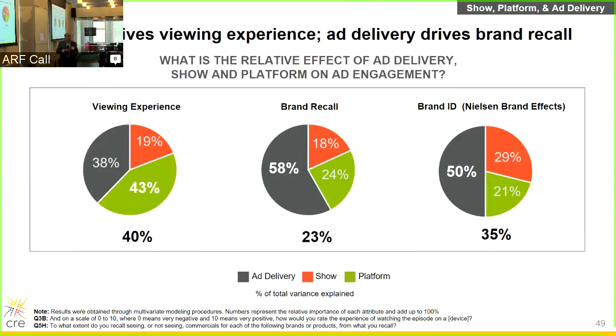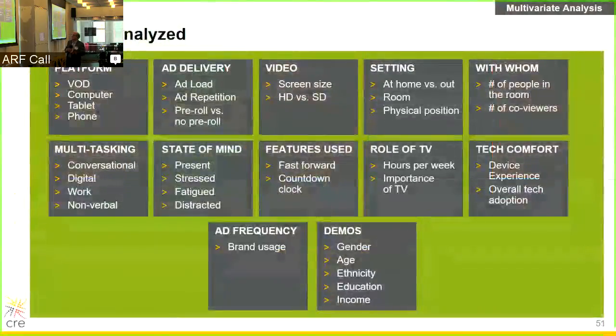That's not the case in brand recall. We also use Nielsen's brand effects as another dependent measure of advertising recall. Now, it is the case that for brand recall, whether measured by Nielsen or our own brand recall measurement, the ad delivery does explain most of that variation. Those are the number of iterations, the ad load, et cetera, et cetera. Or some other factors. These were all the measures that we looked at.